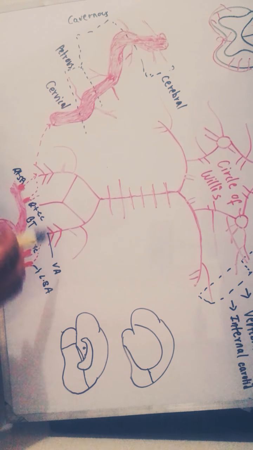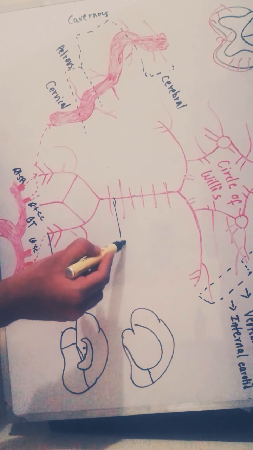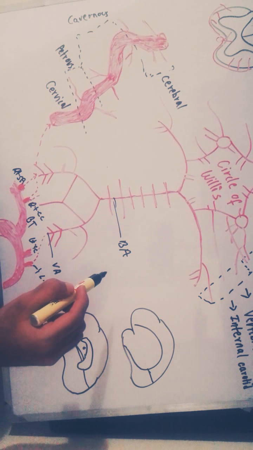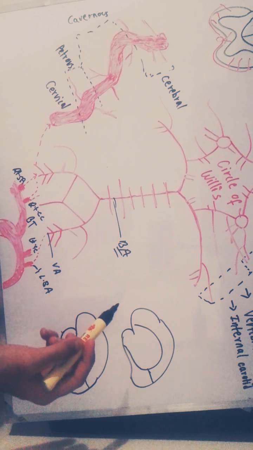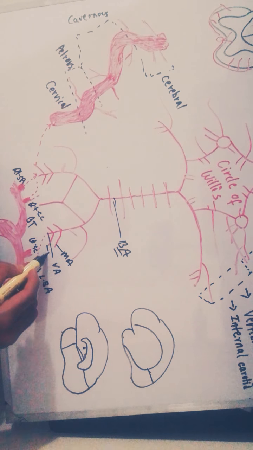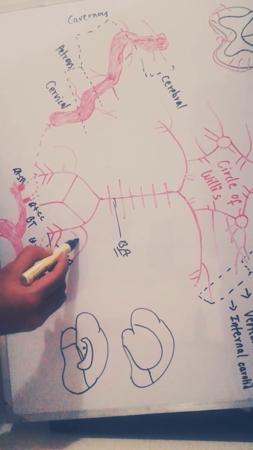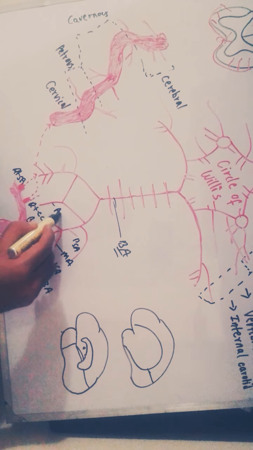The vertebral artery of the left side and the right side unites to form a basilar artery. Basilar artery. And vertebral artery gives branches like meningeal artery, medullary artery, posterior spinal artery, anterior spinal artery, posterior inferior cerebellar artery, and anterior inferior cerebellar artery.